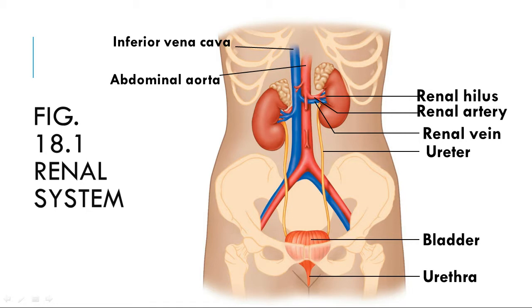So again, your renal system, you can say renal system, urinary system, whatever you're comfortable with. It's comprised of the kidneys, the ureters, the bladder, and the urethra.